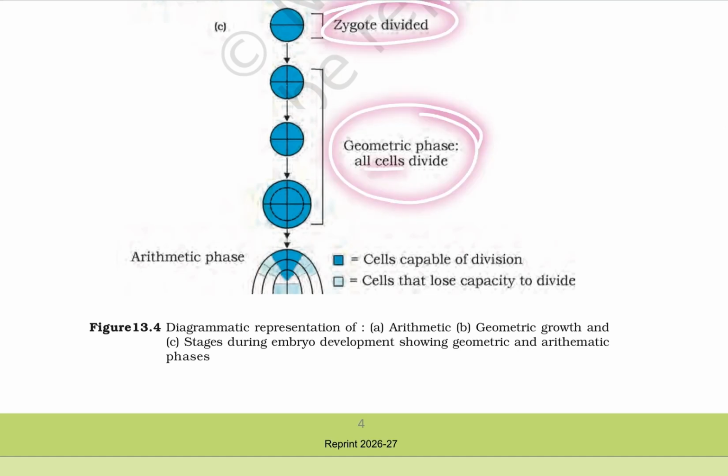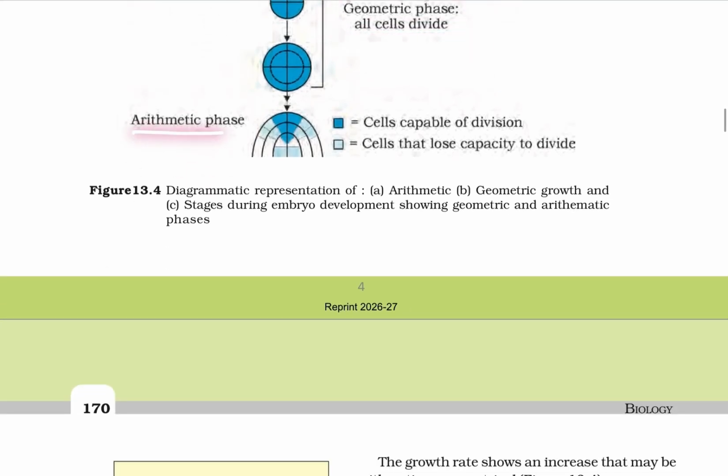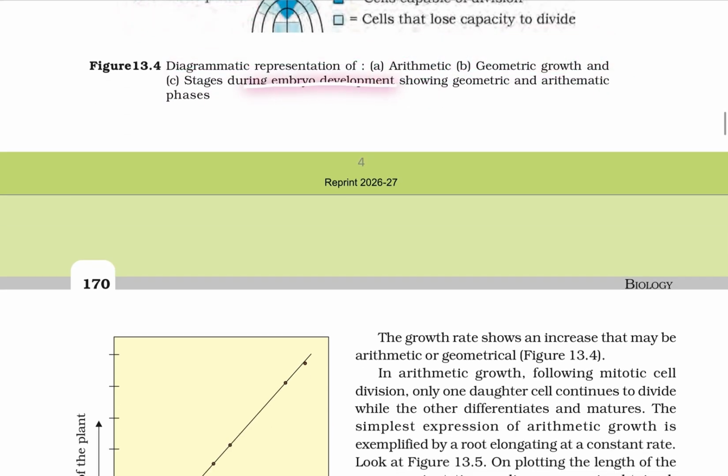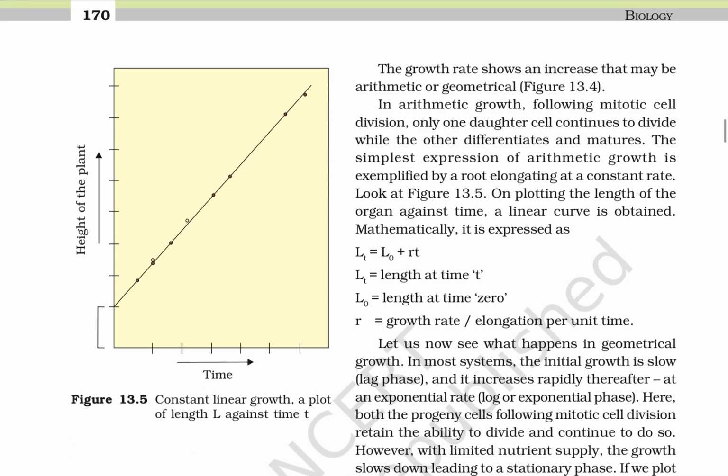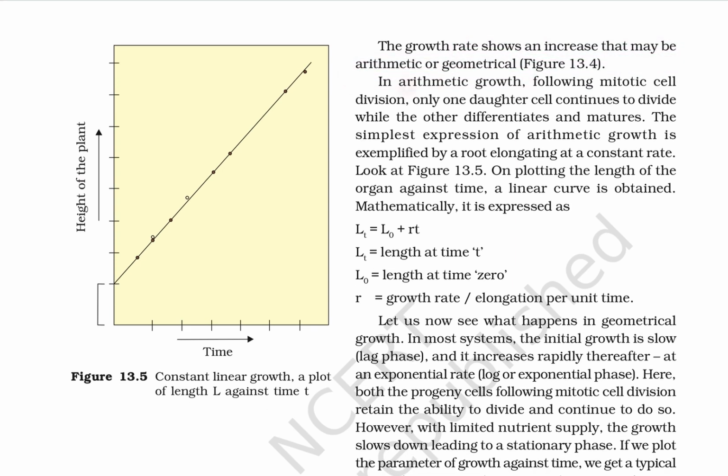In the geometric phase, the cell divides; in the arithmetic phase, it divides differently. Here is a diagrammatic representation of arithmetic and geometric growth, and the stages during embryo development showing geometric and arithmetic phases. Growth rate shows an increase that may be arithmetic or geometrical.